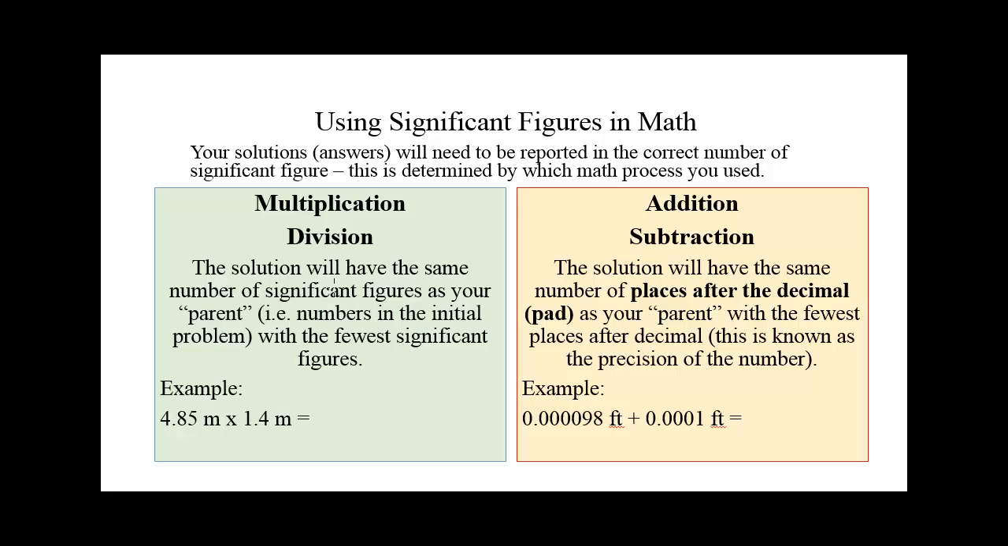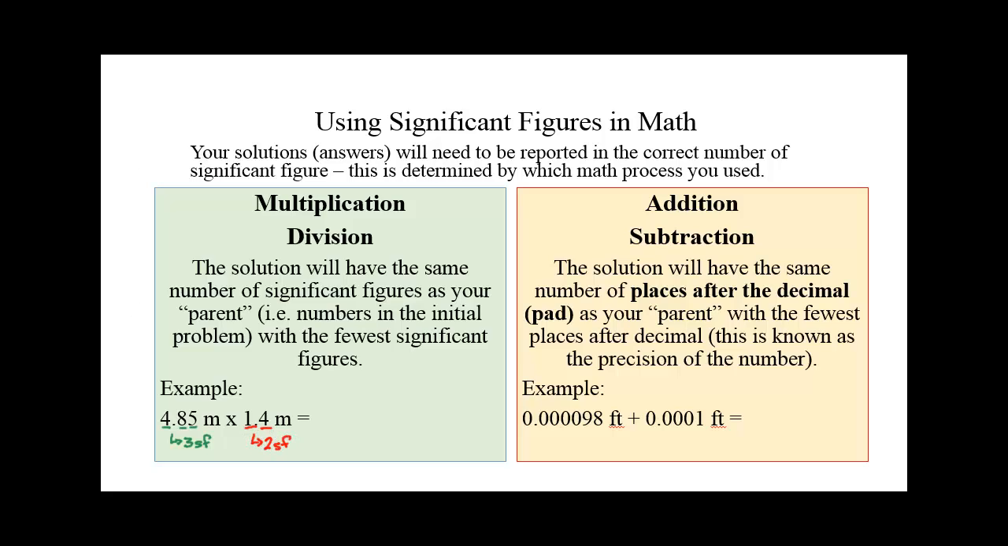In this case, your solution is going to have the same number of significant figures as your, and I put this in quotes, "parent", for example, the numbers in your initial problem, with the fewest significant figures. So if we take a look here, this number 4.85 has one significant figure, two significant figures, and three significant figures. It has 3 sig figs. But now, if we look at this number, 1.4, it has one significant figure, two significant figures.